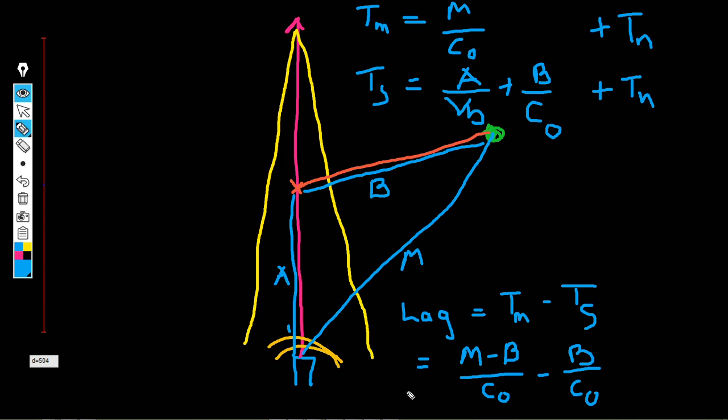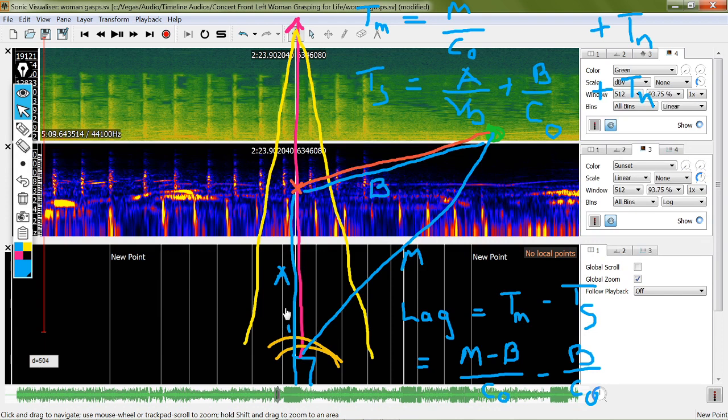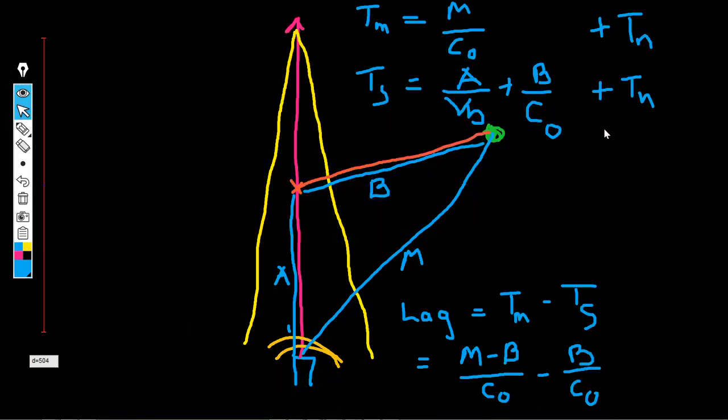Now, when we go back over here to the Sonic Visualizer session, and we align these two, then effectively we are canceling out the lag and the propagation delay associated with the muzzle blast. So we are effectively setting all these terms equal, and then that will give us basically a value for T sub n. And that's just one bullet.